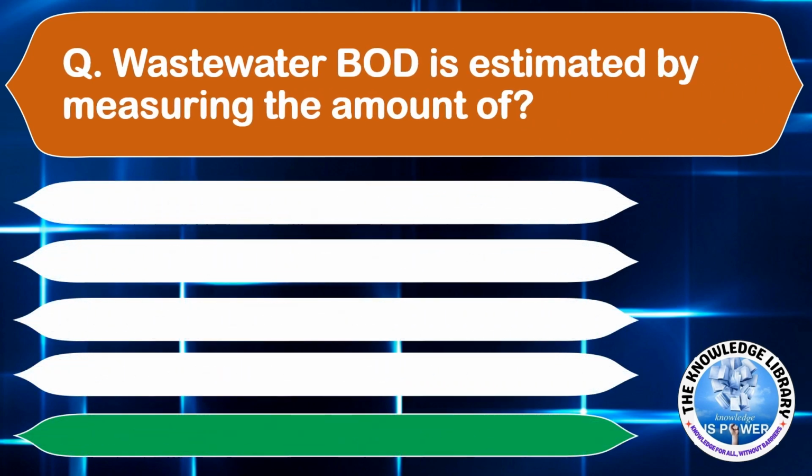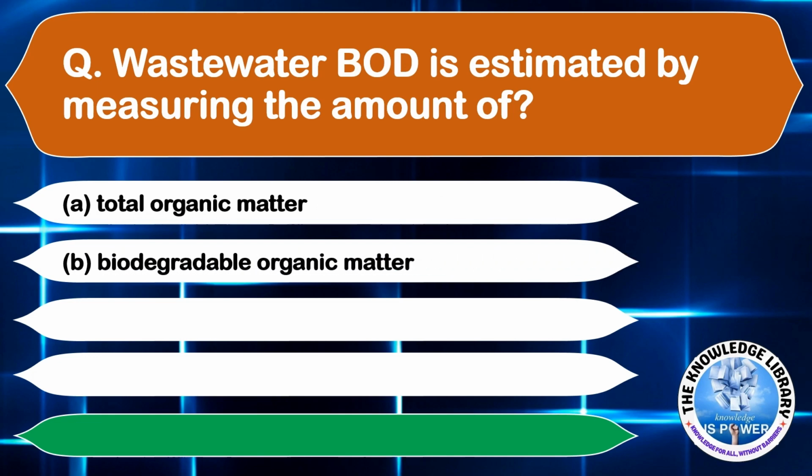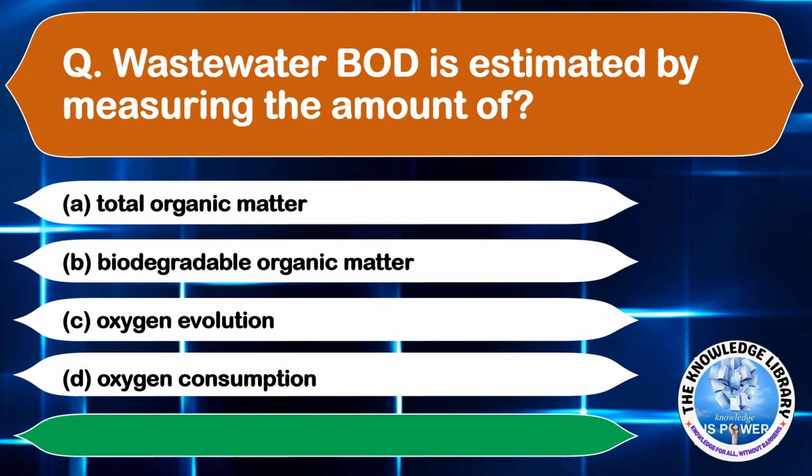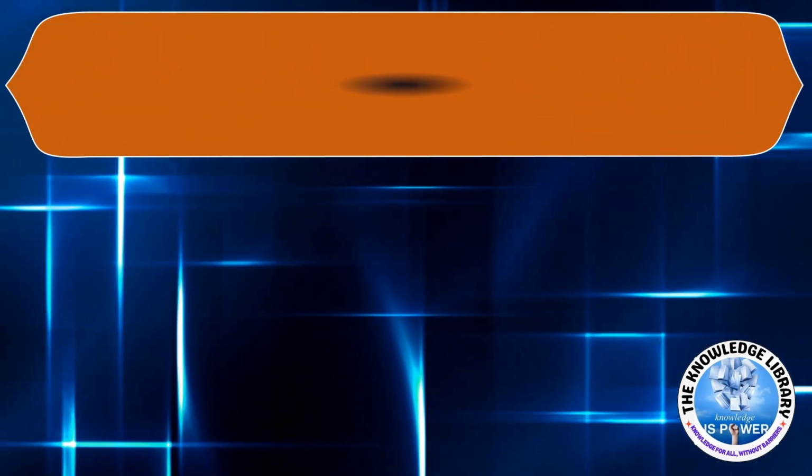Wastewater BOD is estimated by measuring the amount of option A, total organic matter. Option B, biodegradable organic matter. Option C, oxygen evolution. And option D, oxygen consumption. The correct answer is option D, oxygen consumption. Moving on to the next question.